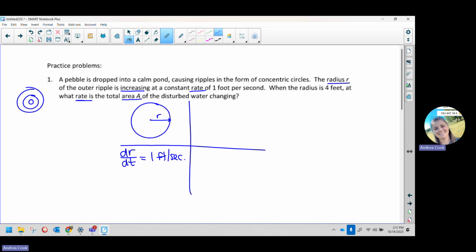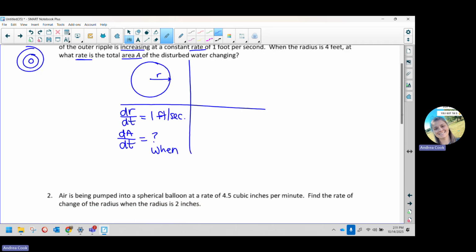So what am I trying to find? I'm trying to find dA over dt, when the radius is 4.